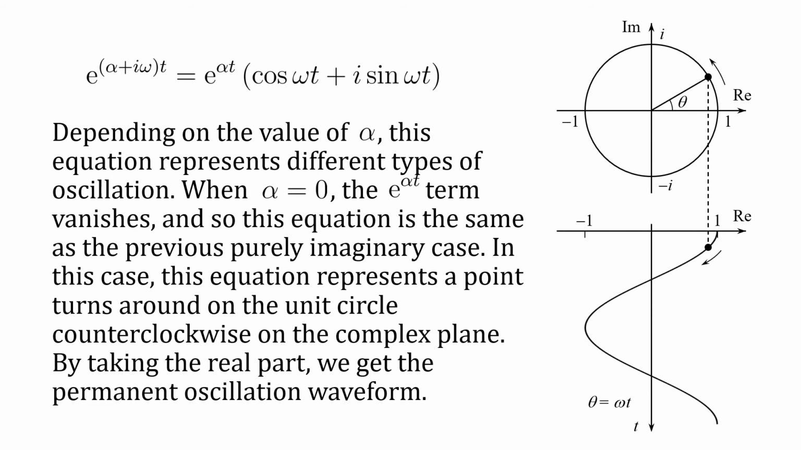Depending on the value of alpha, this equation represents different types of oscillation. When alpha equals 0, the e to the alpha t term vanishes. And so this equation is the same as the previous purely imaginary case. In this case, this equation represents a point that turns around on the unit circle counterclockwise on the complex plane. By taking the real part, we get the permanent oscillation waveform.